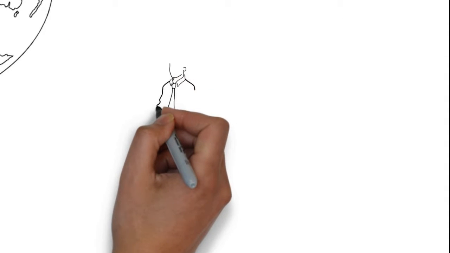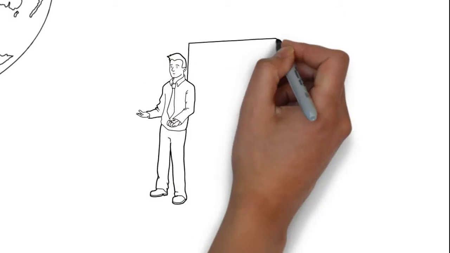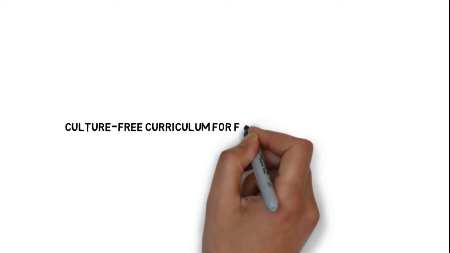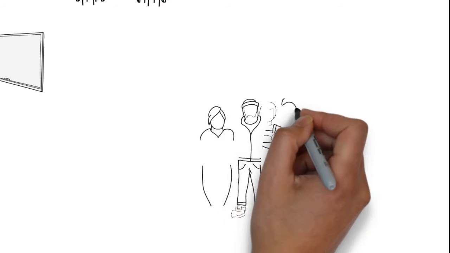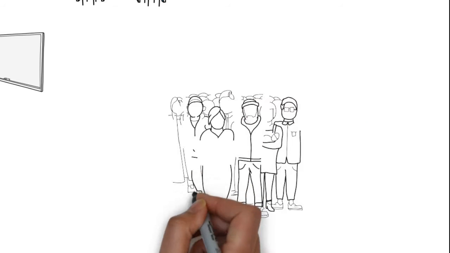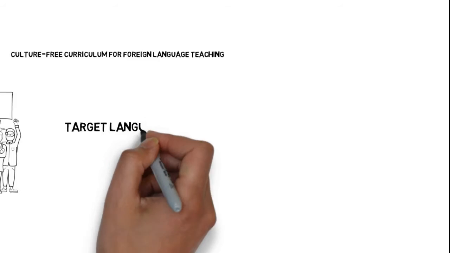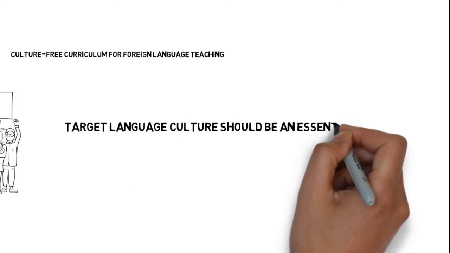The author gives us some definitions about culture, but it focuses on two. The first view supports the implementation of a culture-free curriculum for foreign language teaching, protecting the cultural integrity of non-native speakers. The second major view instead supports the idea that culture and language cannot be separated from one another. Therefore, the presentation of the target language culture should be an essential part of the foreign language teaching curriculum.